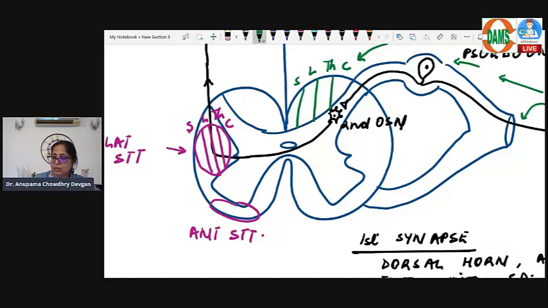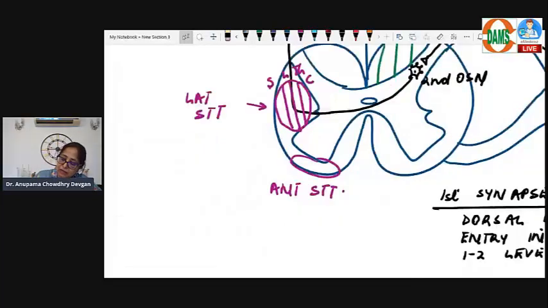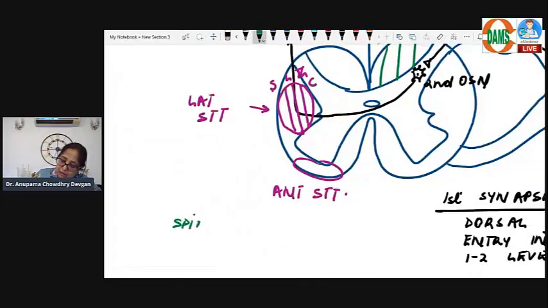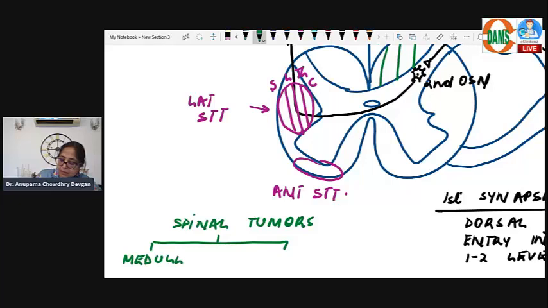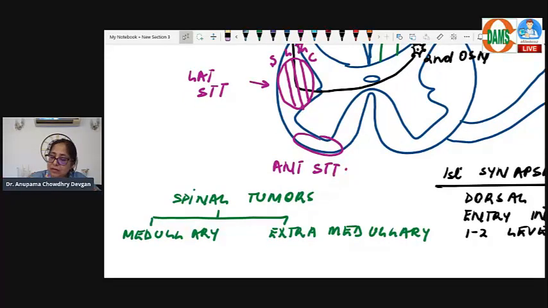What is the clinical importance over here? Let's have a look. If you look at spinal tumors, they can be broadly classified into two types: the medullary spinal tumors and the extramedullary spinal tumors. So if there is a medullary spinal tumor here, that means this is a medullary spinal tumor.